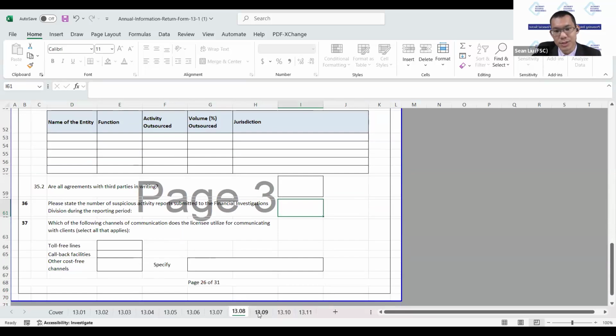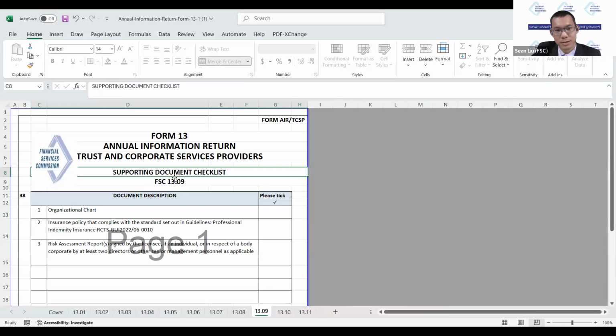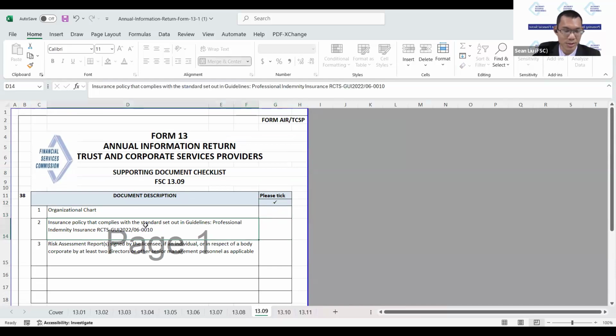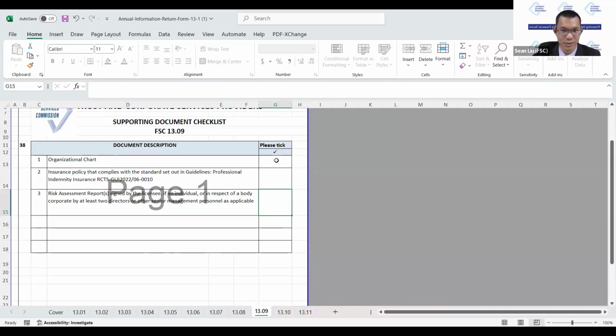Moving on to sheet 1309. So going back to the supporting documents. The sheet 1309 is just a checklist. So we just ask that you indicate which supporting documents have been included with the submission of this report. So if organizational chart, you just tick yes. The insurance policy, the PI, of course, and the risk assessment of armed reports. You just copy the tick and just paste where applicable.